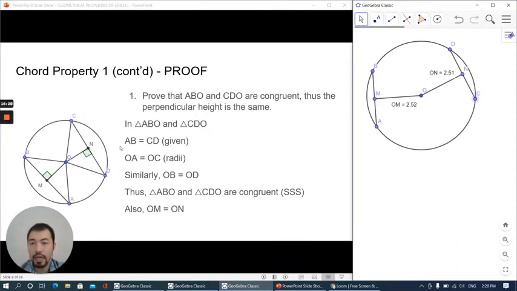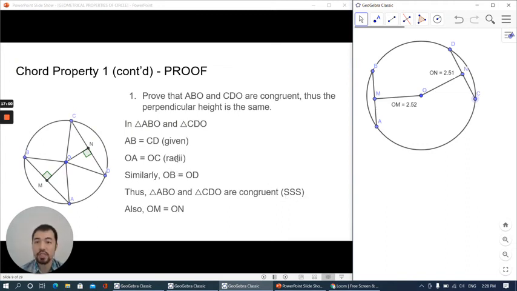So we are given that AB equals CD, the chords are equal in length, and then OA equals OC, and they are radii. Similarly, on the other side, OB and OD are also radii, so they are equal in length. So we can conclude that triangle ABO and CDO are congruent, with the side test.